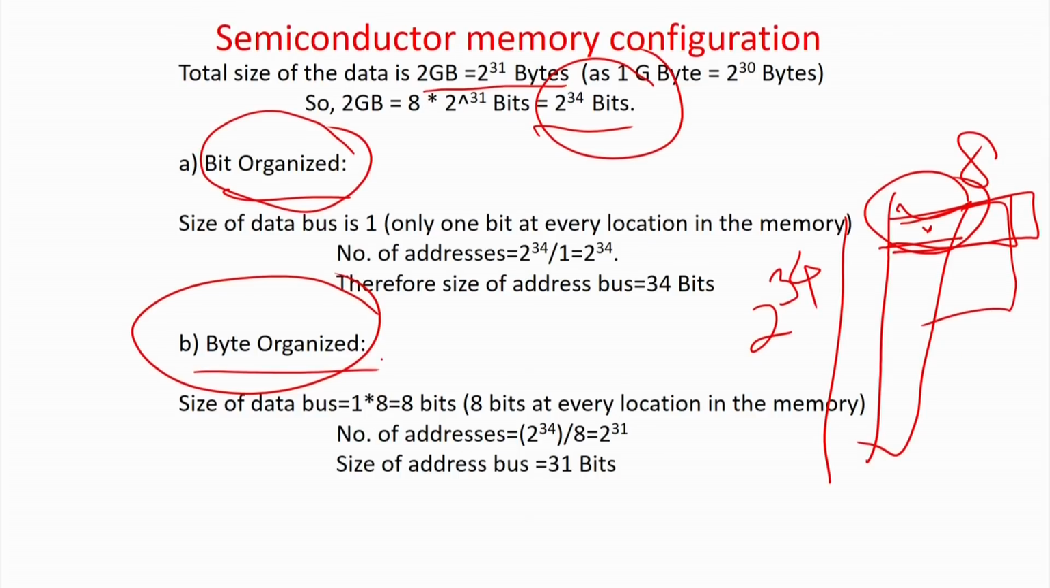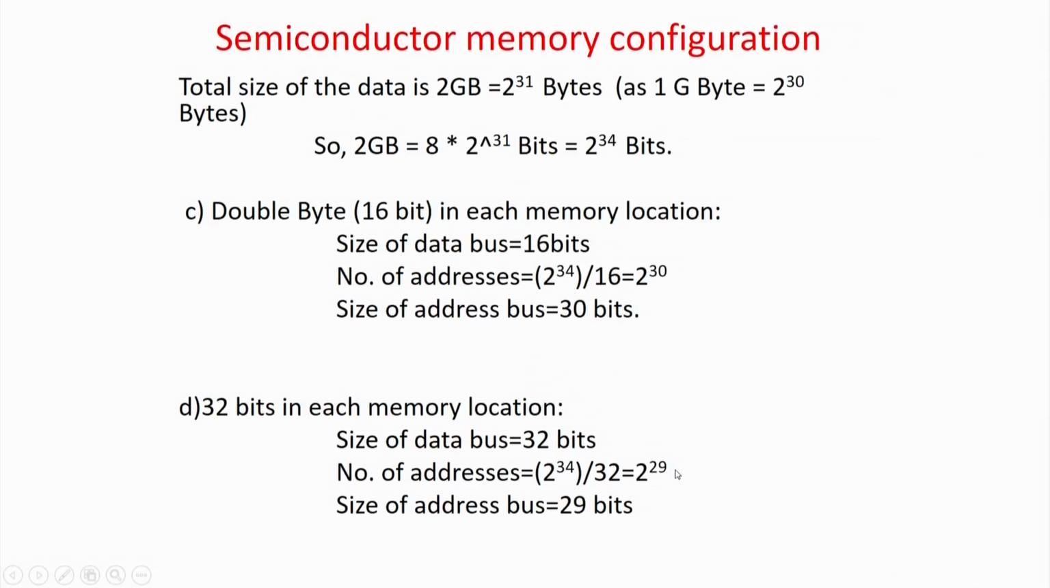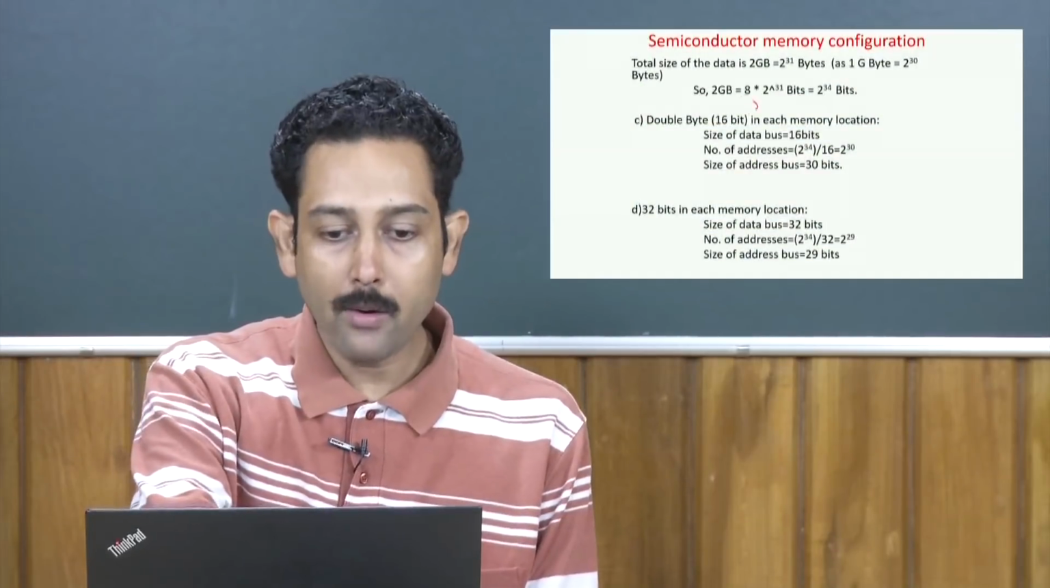So, this is byte organized. What do you mean by byte organized? There are 8 bits over here. So, what will be the length? It will be 2 to the power 34 divided by 8, that is 2 to the power 31. So, this size is 2 to the power 31, that is, 2 to the power 31 locations are there. So, in this case what will be the size of the address bus? 31 bits, because you need to access all the 2 to the power 31 locations. Very simple. Again the same thing we have taken, now it is a double byte.